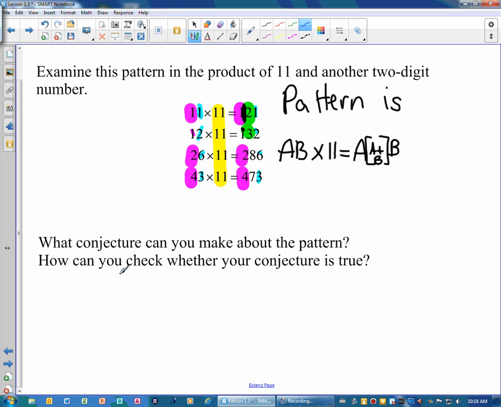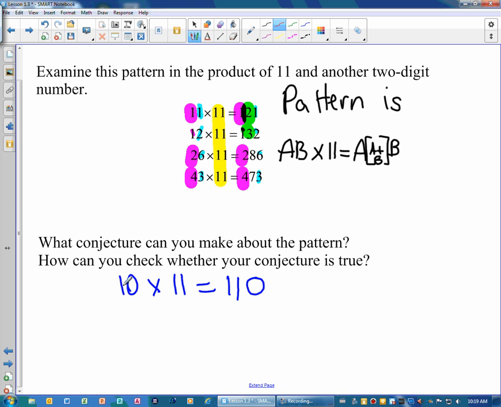So what if I go 10 times 11? Okay, based on my pattern, I should get a 1 at the front, because that's A. I should get a 0 at the back, because that's B. And then when I add them together, that's my middle term.